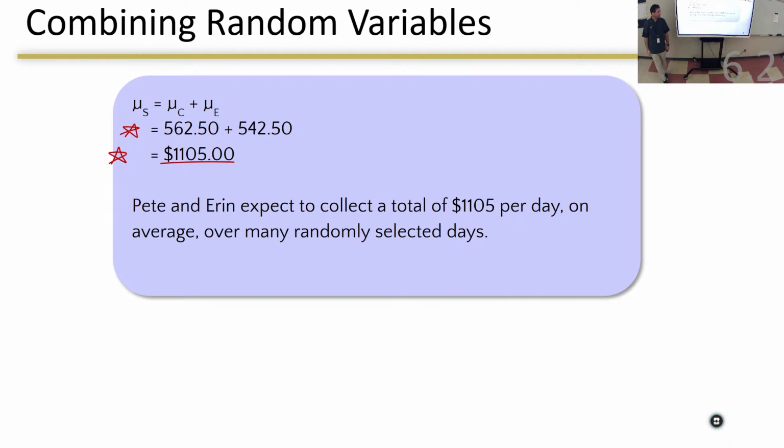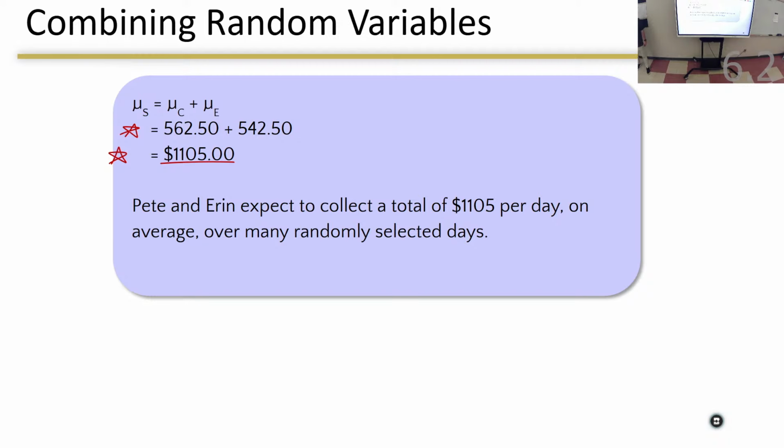Pete and Aaron expect to collect a total of $11.05 per day on average over many randomly selected days. Good enough? Any questions? If I wanted to know the difference, Pete expects to make $20 more than Aaron, or Aaron expects to make $20 less than Pete. Depends on how you want to subtract that, either way.